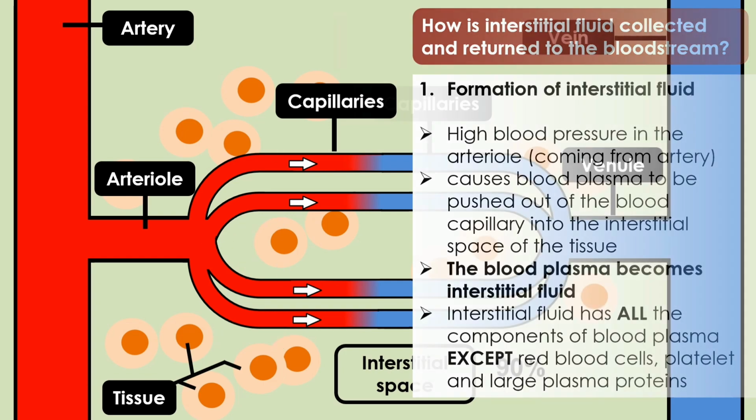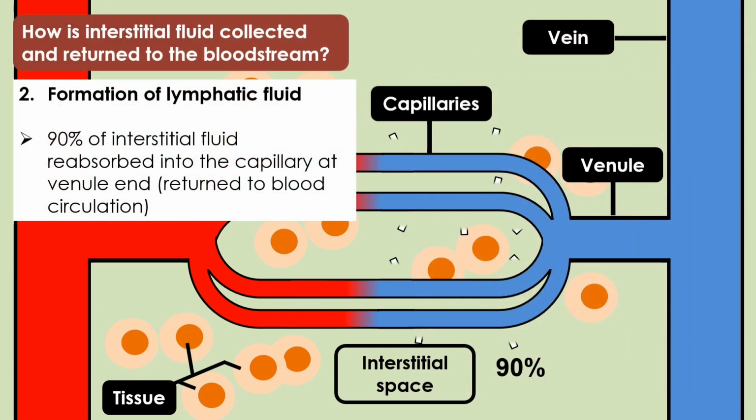Next, 90% of the interstitial fluid will be reabsorbed into the blood capillaries at the venule end of the blood capillaries, which will then return to the blood circulation. This reabsorption is due to the blood plasma inside the capillaries at the venule end having higher osmotic pressure and low water potential compared to the interstitial fluid.